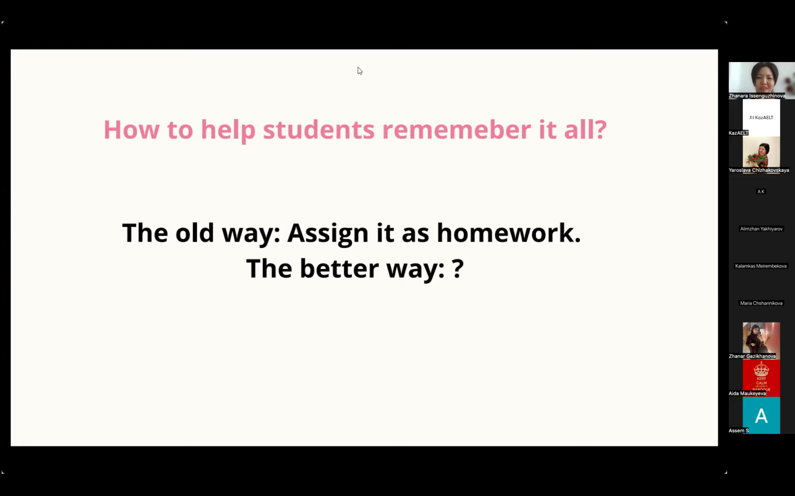So let me know in the chat what would be the better way to do so. What would be like a new approach? Lexical fork, maybe? Meaning? Maybe someone wrote it in the chat. Yeah, maybe ask them to write some sentences with words. In that case, we will know that they know the context.